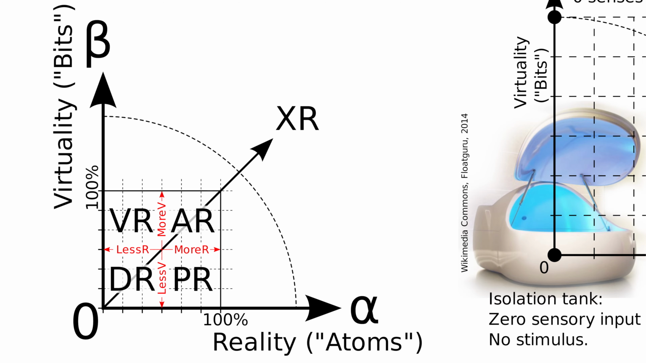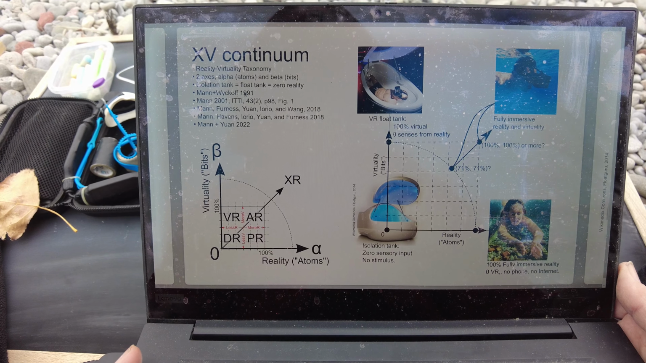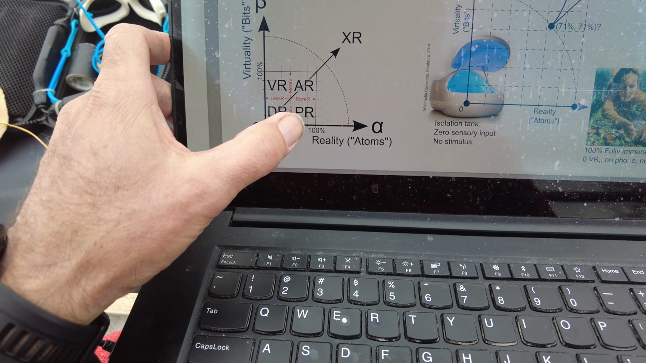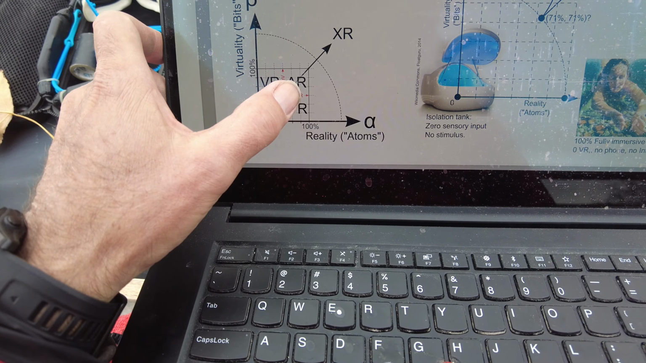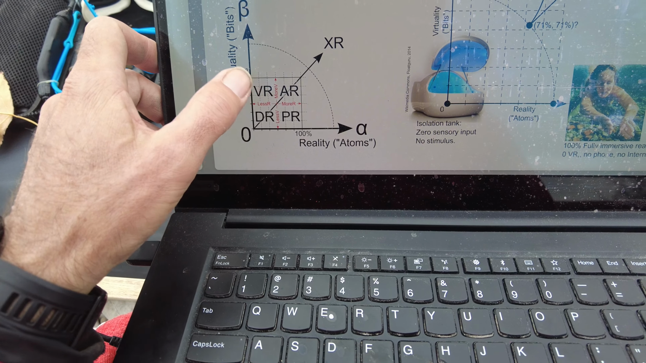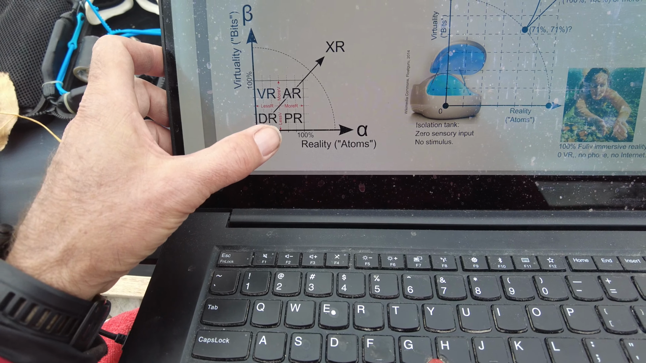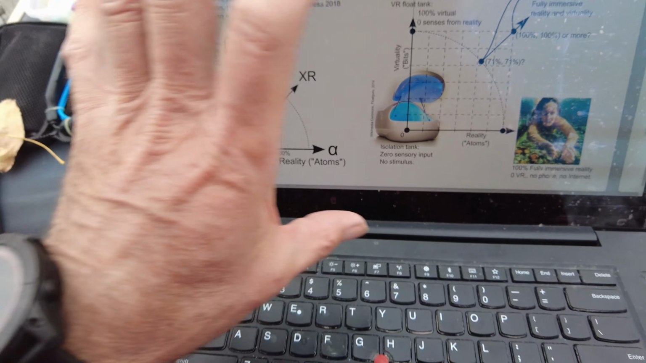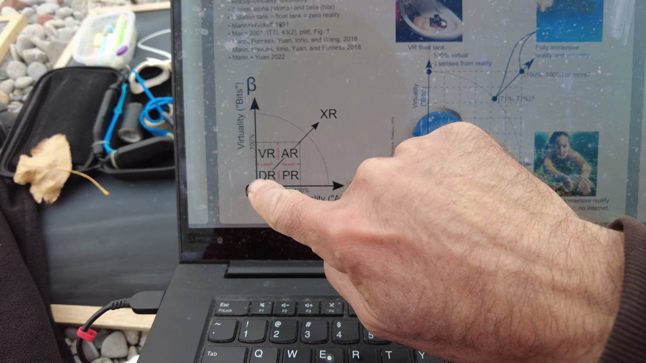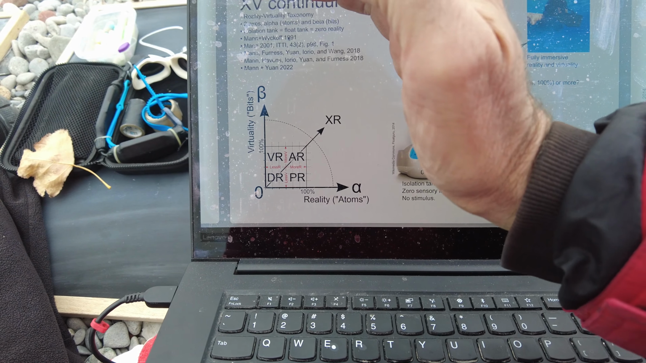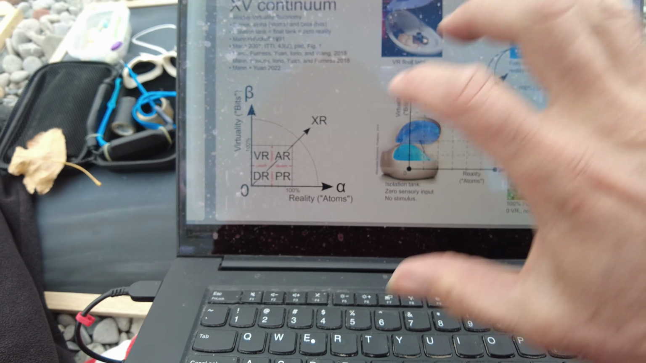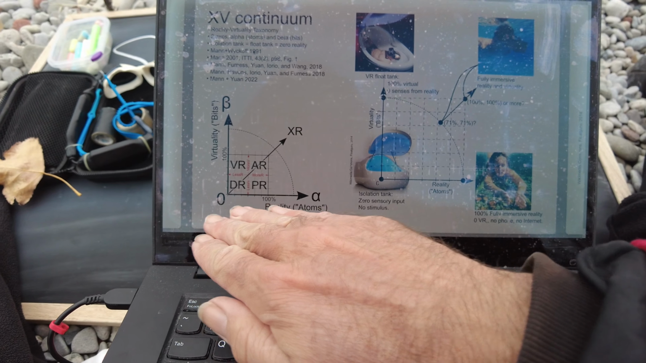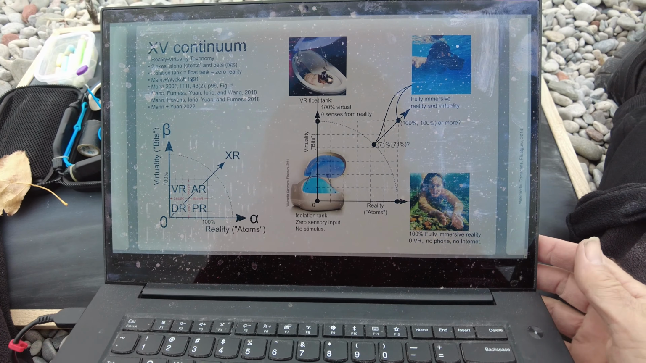Now, if we look at the XV continuum, what we have here is physical reality, PR, augmented reality, AR, virtual reality, VR, and diminished reality, DR. PR, AR, VR, and DR are these four quadrants, although it's really a continuous space. But what we really want is XR, which is this overarching theme that encompasses all of those, and then some. XR allows us to go beyond the 100% point. That's at least its goal.